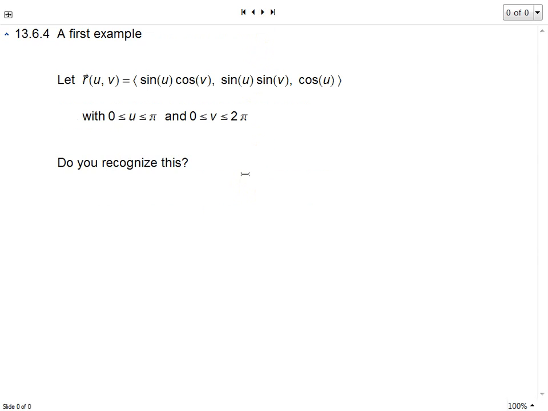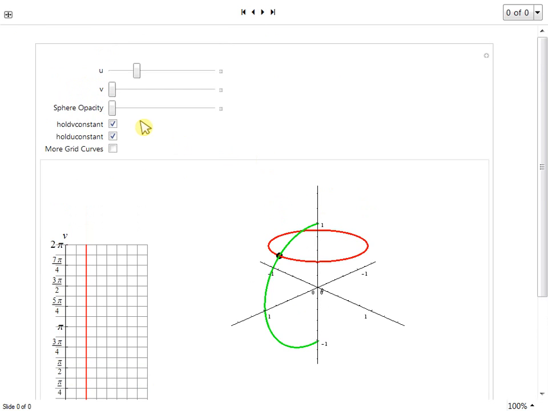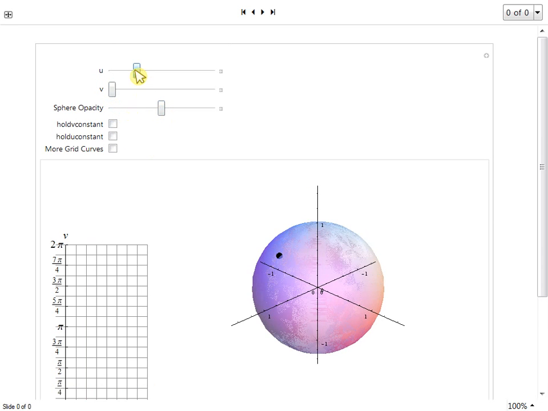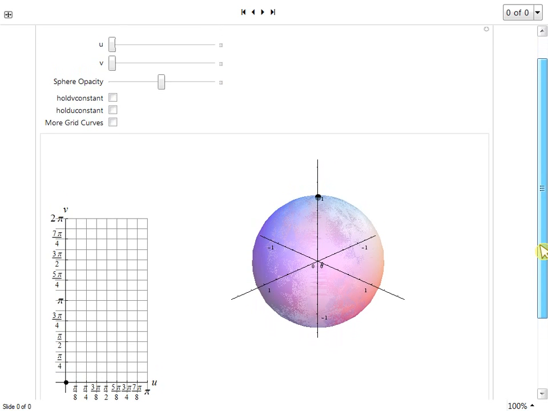So here's a first example. Let r of u, v be the vector function sine u cosine v, sine u sine v, cosine u, with u between 0 and pi, v between 0 and 2 pi. Do you recognize this? All right, well, here it is. It's a sphere. But let's see why.